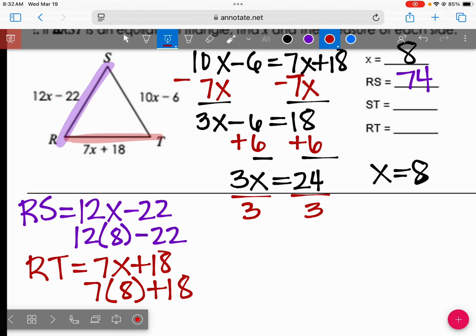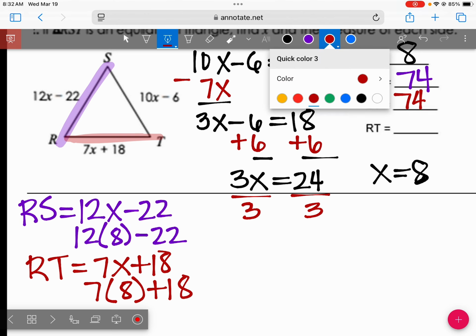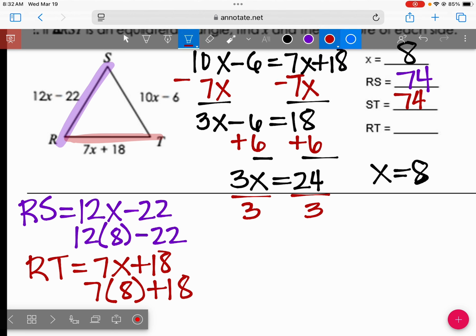You got 74? All right, last one would be this side here. Thank you. Let me move that down. RT goes here. RT is 74. And RS is 74 now.